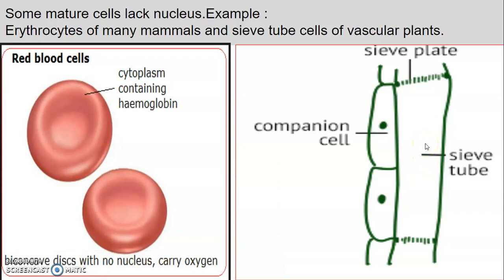So two examples we have learned, children. Among animals, in many mammals, the erythrocytes or RBC lack a nucleus. Among vascular plants, the phloem consists of sieve tubes, and in the case of sieve tubes, at maturity the nucleus is absent.